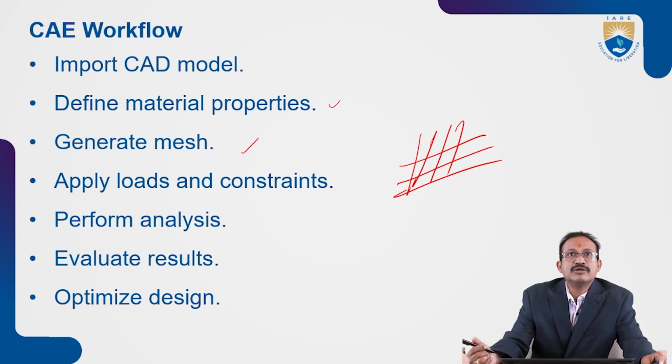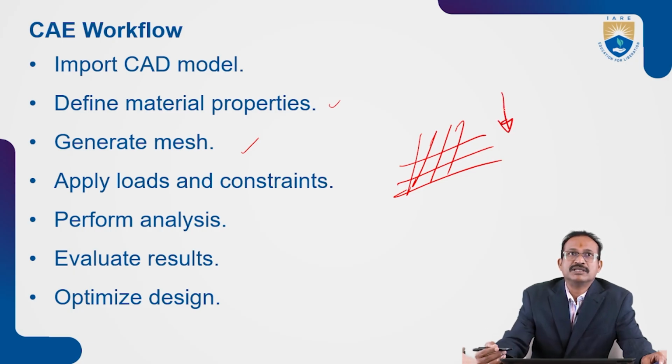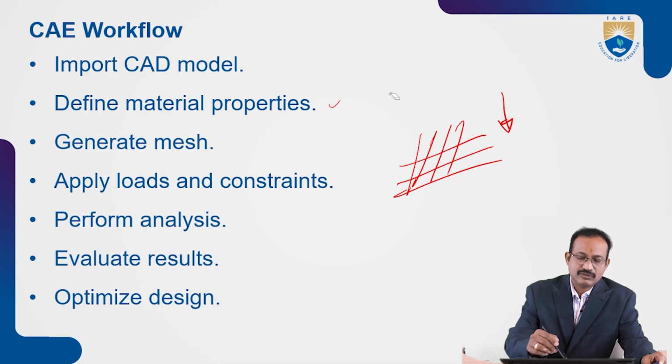Next, apply loads and constraints. We have to apply what kind of load, whether it is a point load or a uniformly distributed load, and the constraints. The load may be in the x direction, y direction or z direction, and the constraints may be rotation about the x axis, y axis or z axis. Next, perform analysis, evaluate results and optimize the design. This is the CAE workflow.